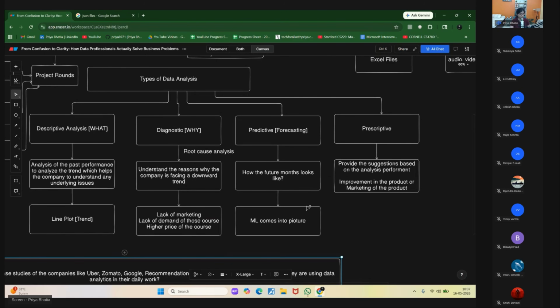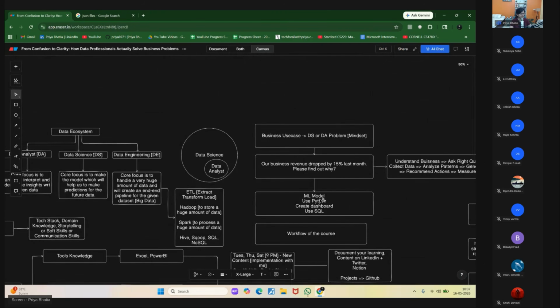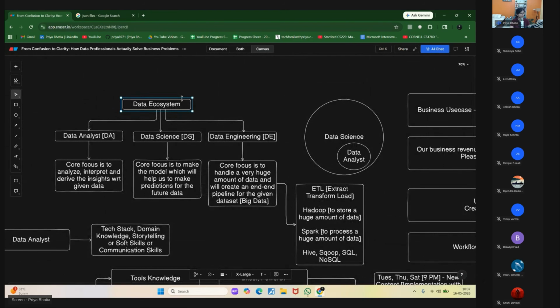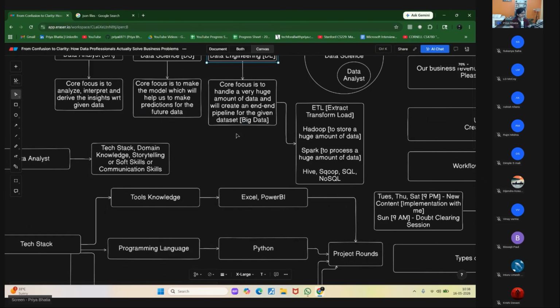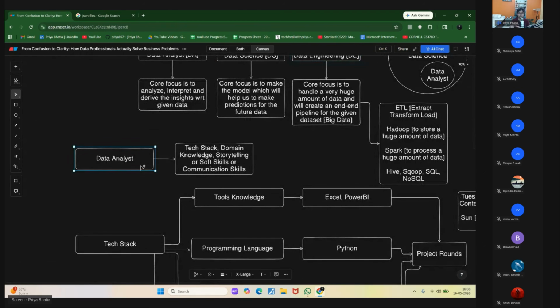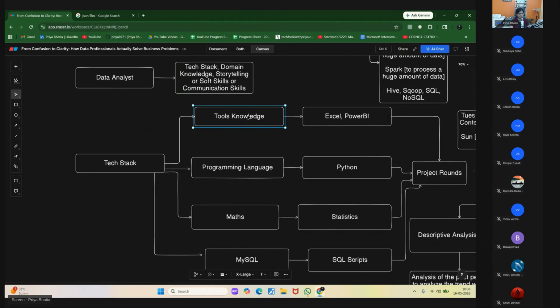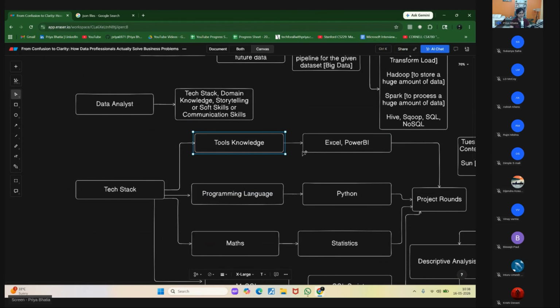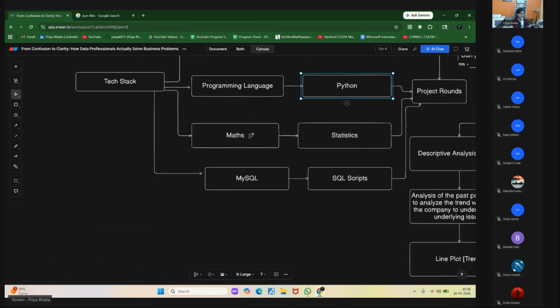So, what we have learned, just a quick summary. Today we started our discussion talking about the data ecosystem. We talked about the main differences between DA versus DS versus DE. After that, we switched our core focus to DA. We have seen that three things are important: tech stack, domain knowledge, and communication skills. In tech stack, we focused on four different modules majorly. First is tools, where we will discuss Excel and Power BI. Second is programming language; we will discuss Python in the future. Third, mathematics, where stats is important. And MySQL, where SQL scripts are important to write.